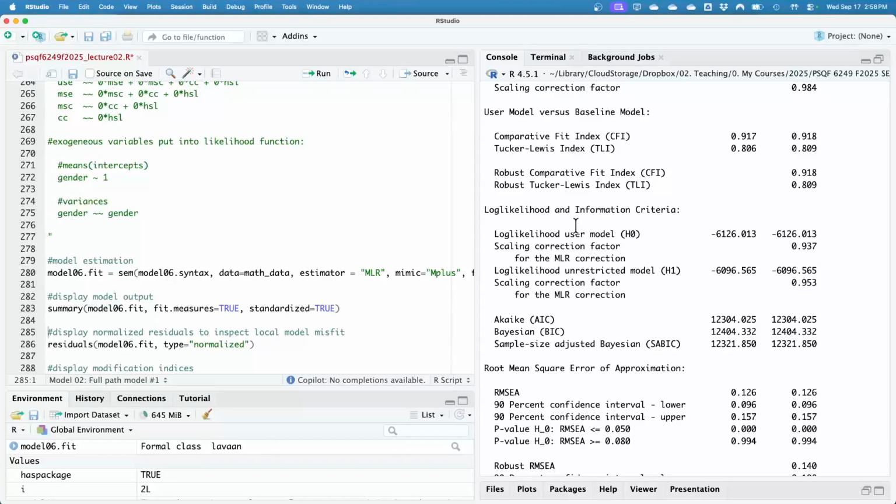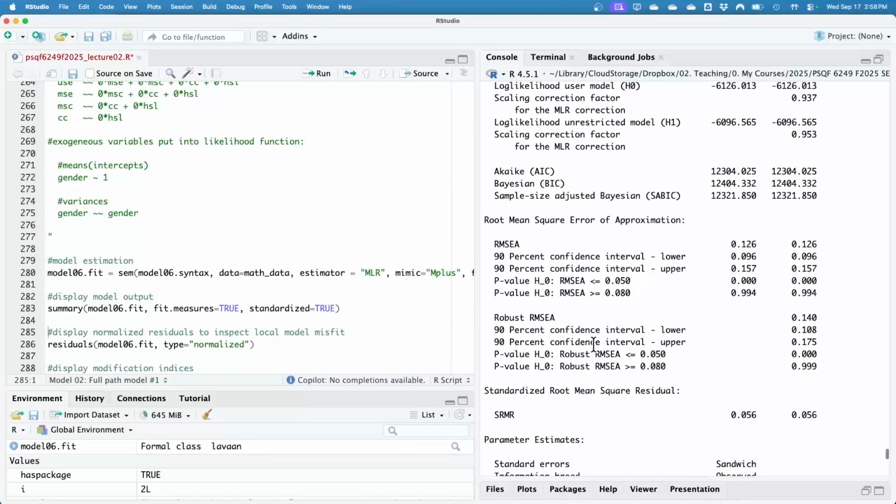We don't need to worry about log likelihood information criteria because we only have one model. Let's look at RMSEA though. The robust RMSEA is 0.14, and a 90% confidence interval goes from 0.108 to 0.175. And there's no chance of this being excellent fit, and there's a 99.9% chance this is not even adequate fit.